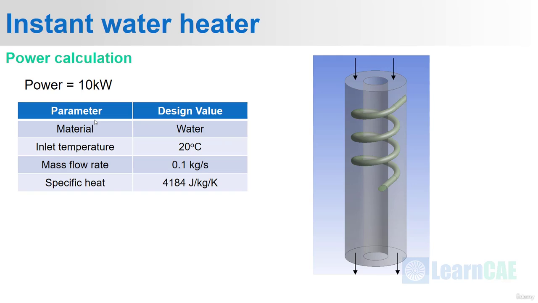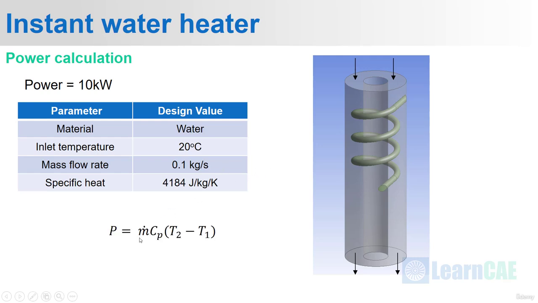The fluid is water here. The inlet temperature of the water will be 20 degrees Celsius and the mass flow rate will be 0.1 kg per second, which will be approximately 0.1 liter per second. And the specific heat of water is 4184 joule per kg per Kelvin. So if 10 kilowatt of power is applied to this incoming water, let us calculate the exit temperature.